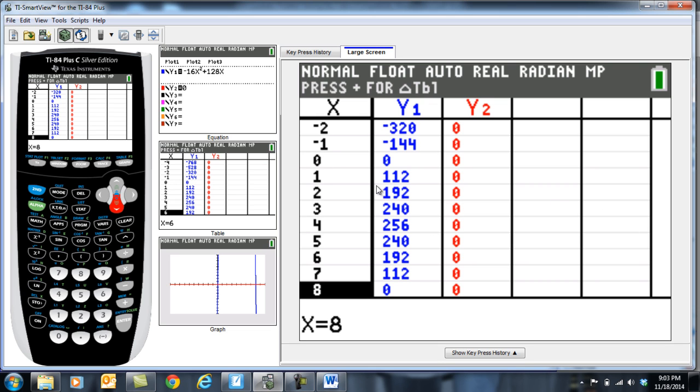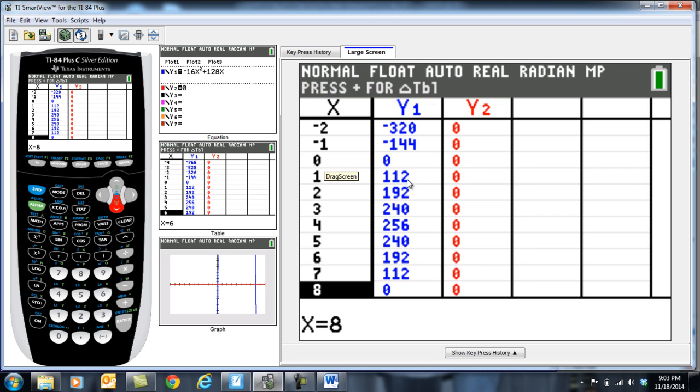This function works out very nicely. You can see right here at 0, 0 it starts, and right here at 8 it's back at 0. So I know that it took 8 seconds for whatever this object was to hit the ground. I can also see my y values go from 0 and they increase to 256, and then all of a sudden they start to repeat.